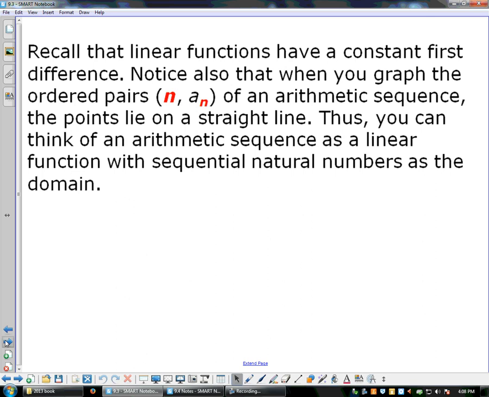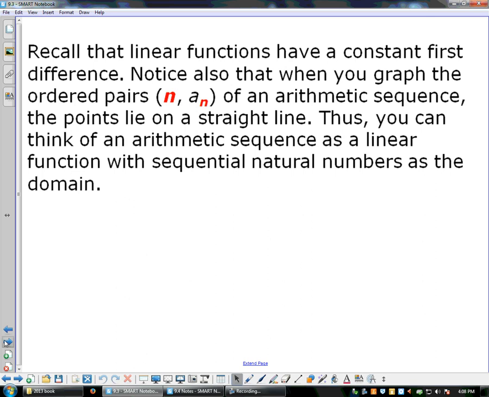Recall that linear functions have a constant first difference. So when we did the subtraction, they would all be the same. Notice that when you graph the ordered pairs n comma a sub n of an arithmetic sequence, the points lie on a straight line. Thus you can think of an arithmetic sequence as a linear function with sequential natural numbers as the domain. So that's the x values.